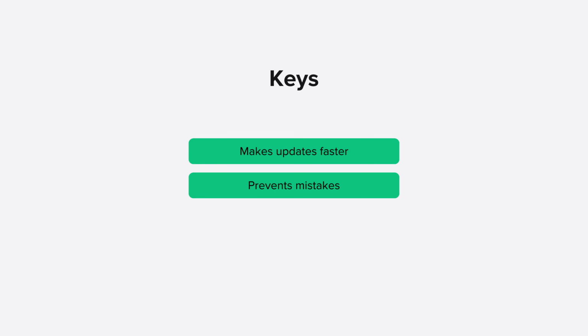So keys help React recognize items so it doesn't get mixed up when things change? Exactly. It makes updates faster and prevents mistakes. That makes sense. Keys are like name tags for each item so React knows what to keep, remove, or move. That's a great way to think about it.